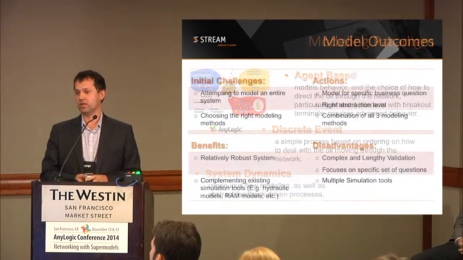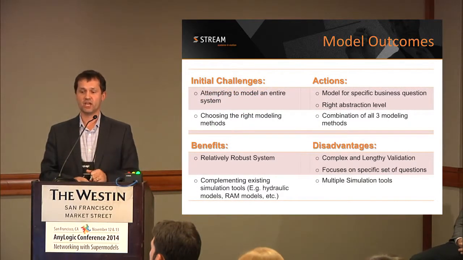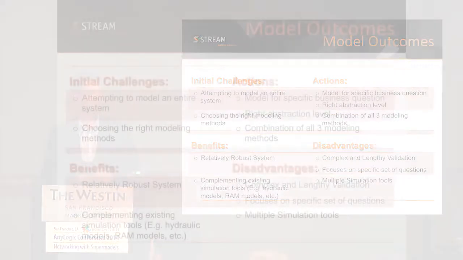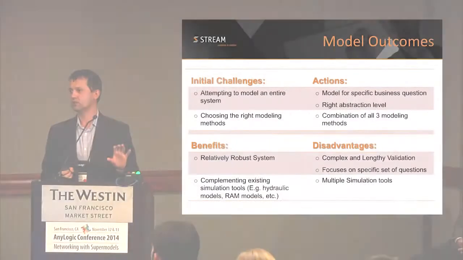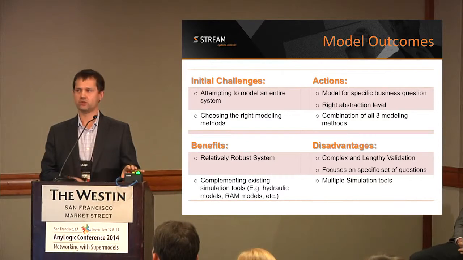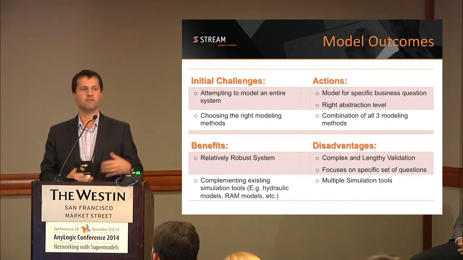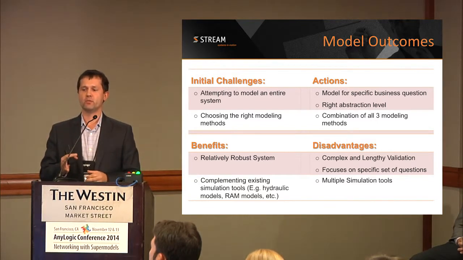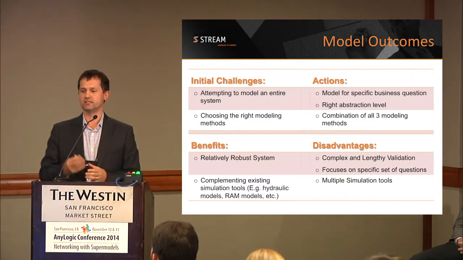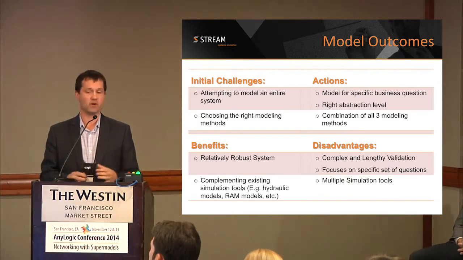And ultimately, we implemented. The initial challenge, as I said, was attempting to model the entire system and choosing the right modeling methods. We decided to model for specific business questions. It was a challenge, but at the beginning, you've seen that the question was about throughput. We decided to focus only on throughput because there are so many other factors in the oil and gas business, like quality and infrastructure. There are other questions, but we decided to limit that. Also, on methods, as I've explained, we decided to use all three modeling methods.